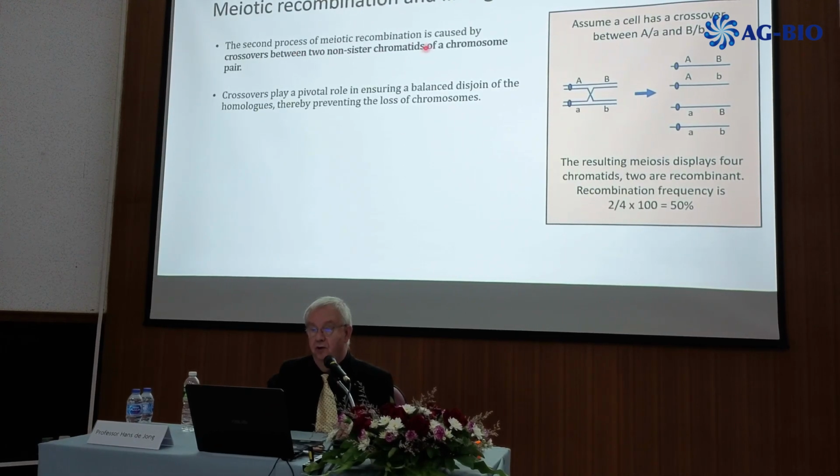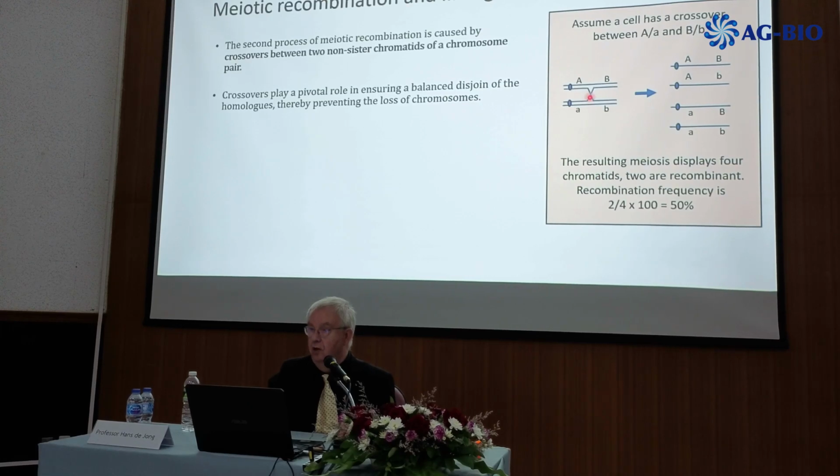Okay, the second process of meiotic recombination, as I mentioned, is caused by crossovers between two non-sister chromatids of a chromosome pair. I've drawn it here. It's a very basic, a very general statement. I'm sure you have heard this story many, many times. Important is that in a case like here, between locus A and locus B, you have one non-recombinant chromatid, a recombinant chromatid, and a non-recombinant chromatid. Hence, the recombination frequency is 2 out of 4, or 50%. That is the case for two genes that are far apart.